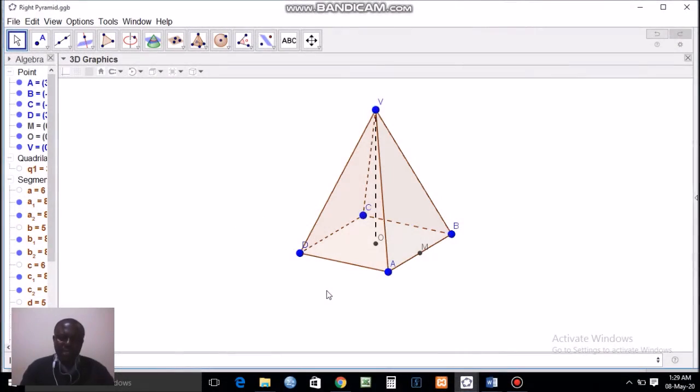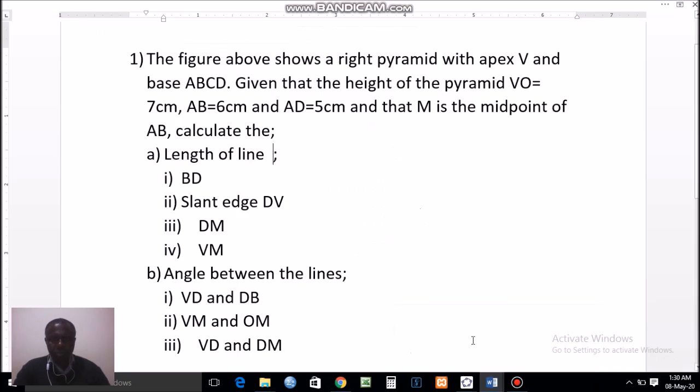Now, in your exercise book, draw the pyramid displayed on the screen. You can pause the video as you draw the pyramid. Okay. After drawing the pyramid, please copy down this question.